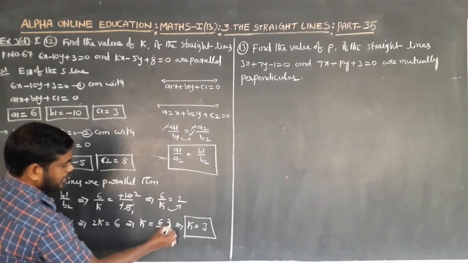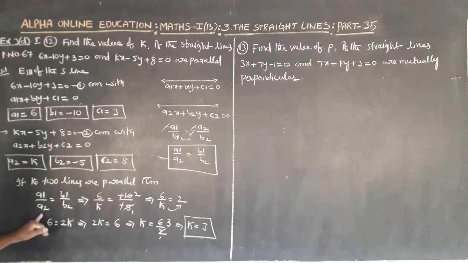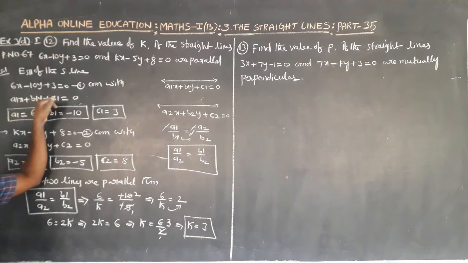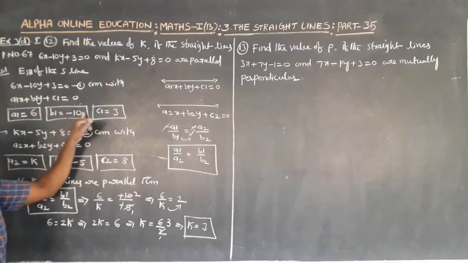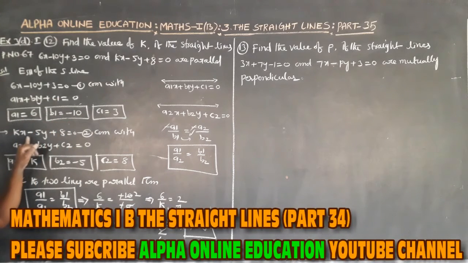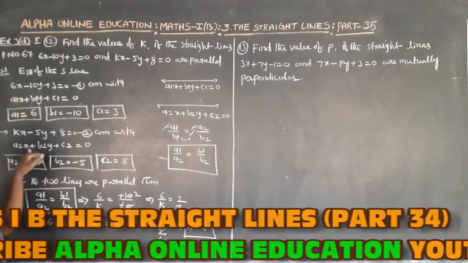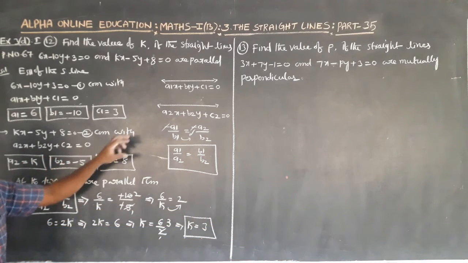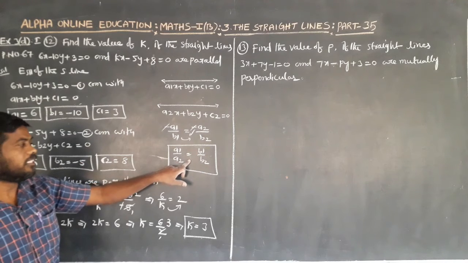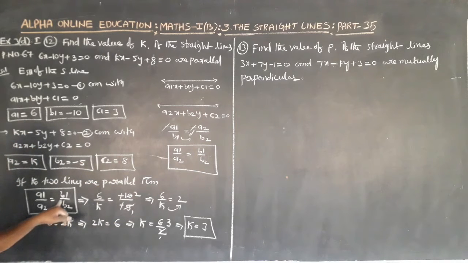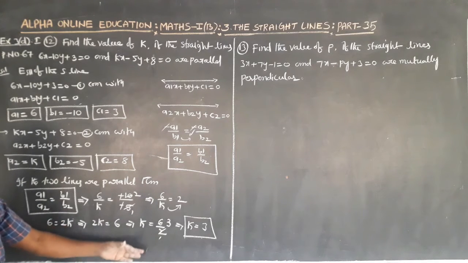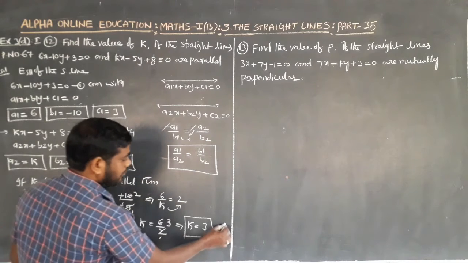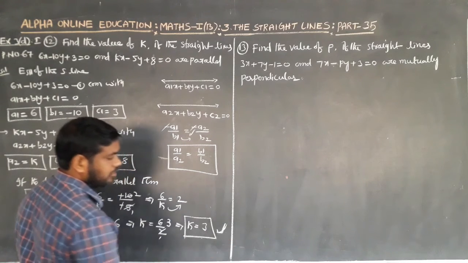If the two lines are parallel, then A1 by A2 is equal to B1 by B2. First equation comparing with first line, find the values A1, B1, C1. Second line comparing with second line, find the values A2, B2, C2. Here two lines are parallel, then A1 by A2 is equal to B1 by B2. Substitute A1, A2, B1, B2 values and simplify. Here the value of K is 3.